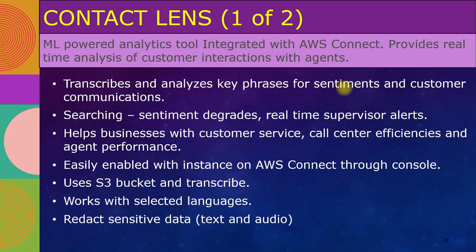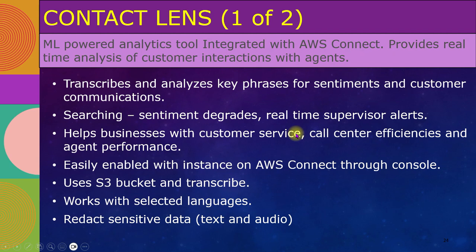Okay, so the contact lens is used. You could search for sentiment degrades, real-time supervisor alerts, etc. So the bottom line is, if a customer gets on the phone and says, "I'm going to cancel my service. I'm really unhappy with what's going on," whatever, boom, boom, boom, and an alert goes off. A supervisor can cut in, not interfere, but come into the call, give the customer a discount, watch the customer get happier as the phone call goes on, etc., and their sentiment improves. So that's the goal of that particular bullet.